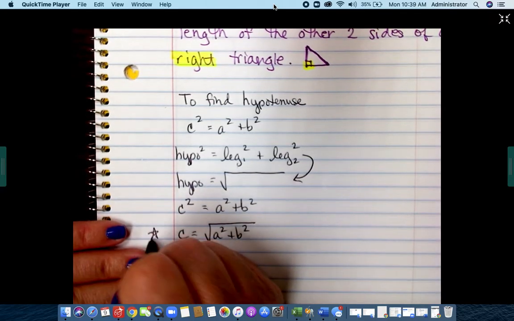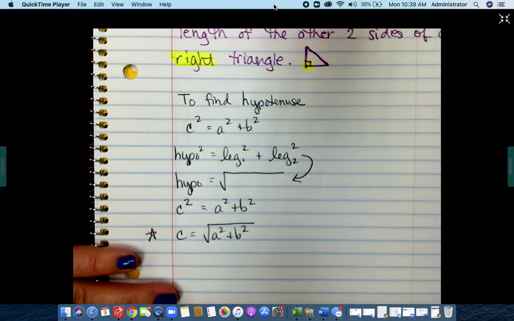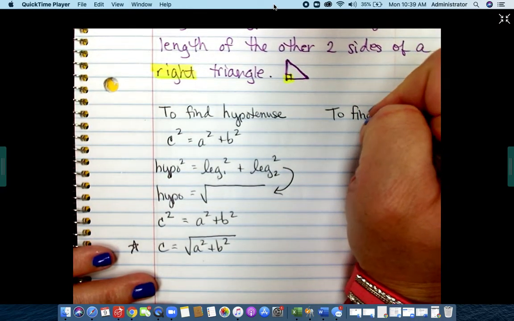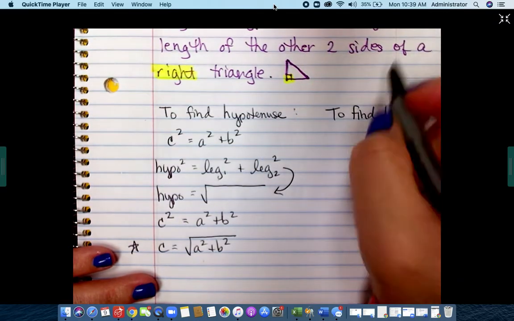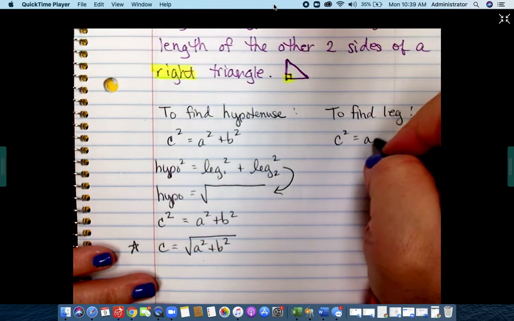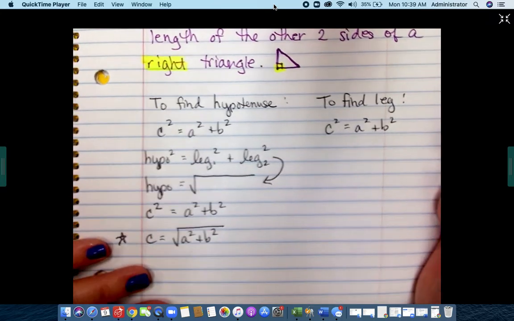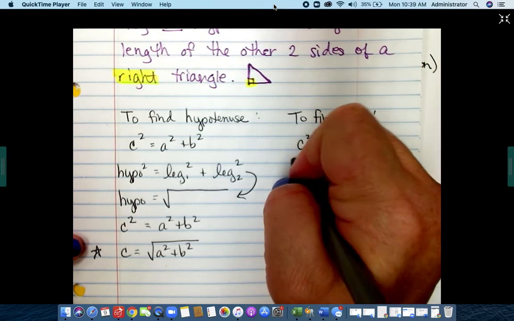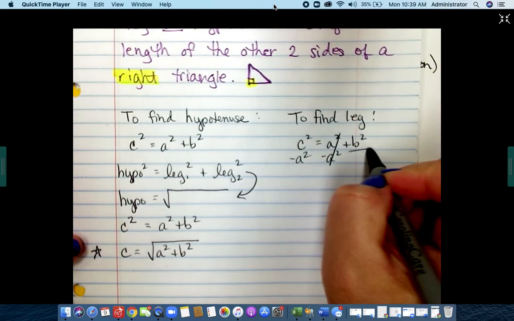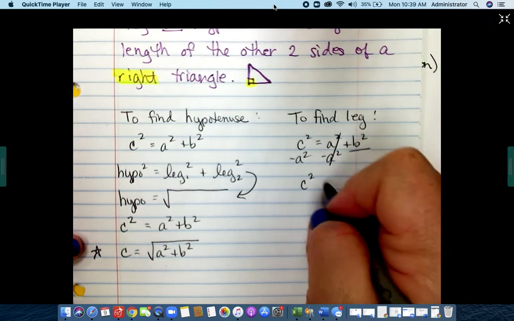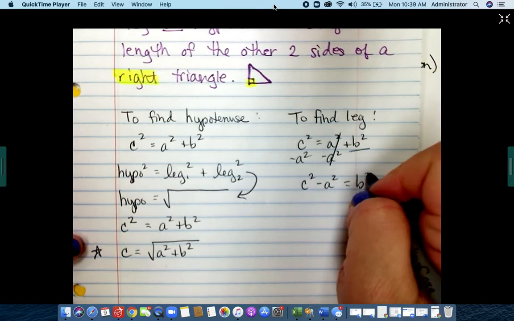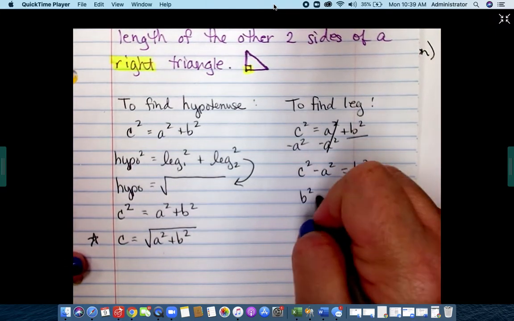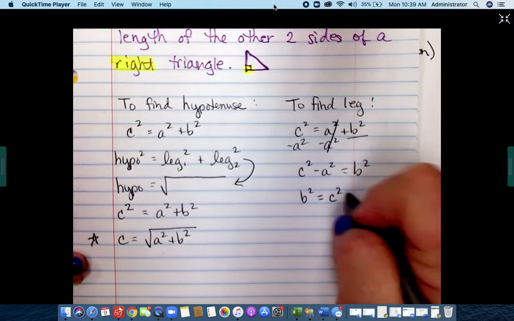In other words, while c squared equals a squared plus b squared, C will equal the square root of our a squared plus b squared value. You're welcome to use this formula, but I want you to be careful about how you type it in your calculator. To find a leg, we're going to take this c squared equals a squared plus b squared and manipulate it a little bit. I can subtract one of my legs over. Say I subtract a squared from both sides. That will allow me to solve for one of my legs. So c squared minus a squared equals b squared, which we can also turn around, of course. So b squared equals c squared minus a squared.